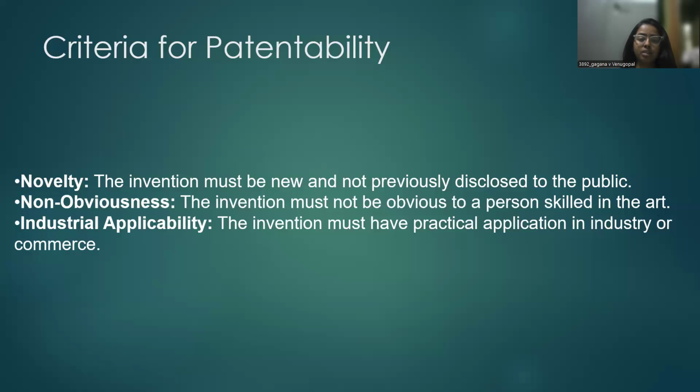Non-obviousness. The invention must not be obvious to a person skilled in the art. It should be useful for society indeed, so that the globe could be a better place for everyone to live. Next, coming to the most important point, that is industrial applicability. The invention must have practical application in industry or commerce. Only when it has industrial applicability or some use for society can it actually be useful.